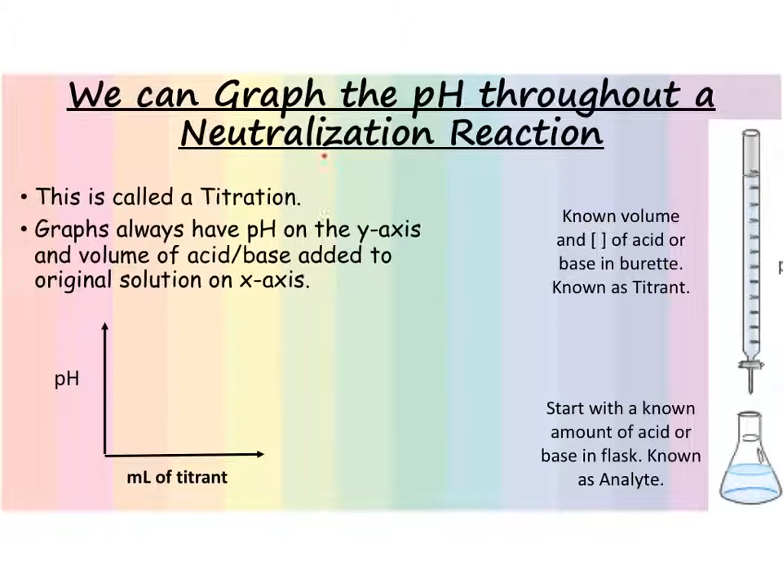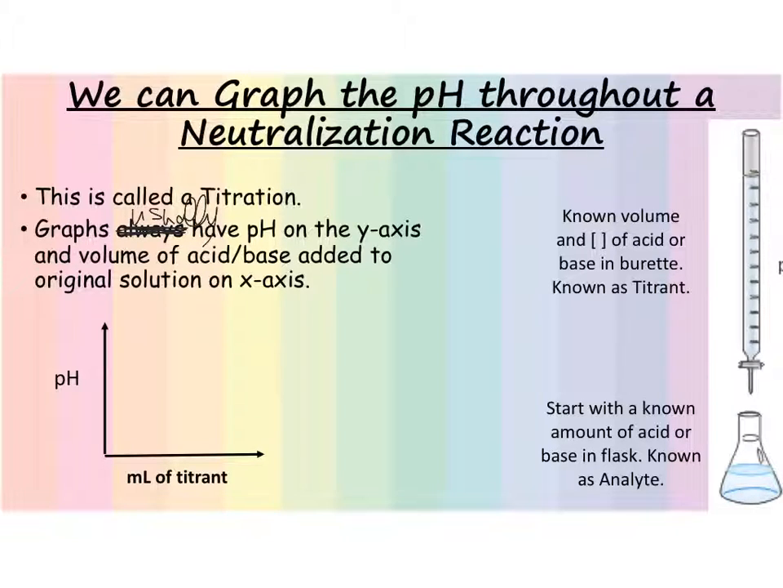Understand that what we're actually doing is called a titration. Okay, so titration is basically a graph of a neutralization reaction. I put on the PowerPoint, and I probably shouldn't, I put "always." Always is a bad word. It's a naughty word. So I'm going to change that and say graphs usually have a pH on the y-axis and the volume of whatever's being added, the titrant, whether it's acid or base, on the x-axis.